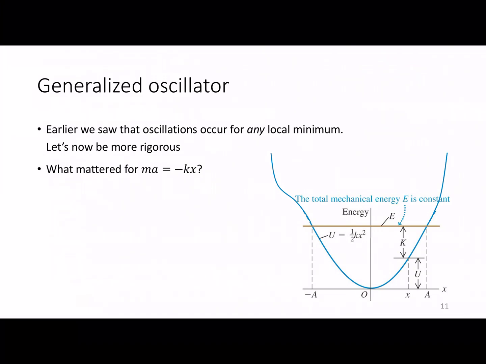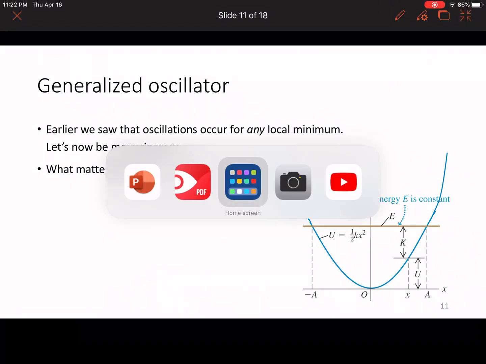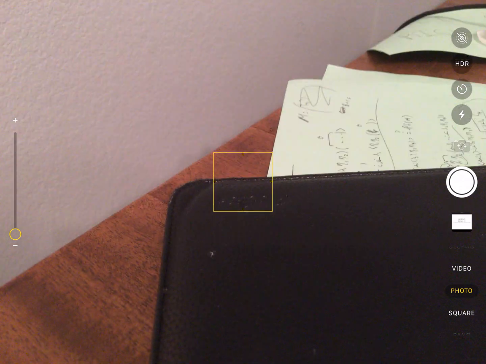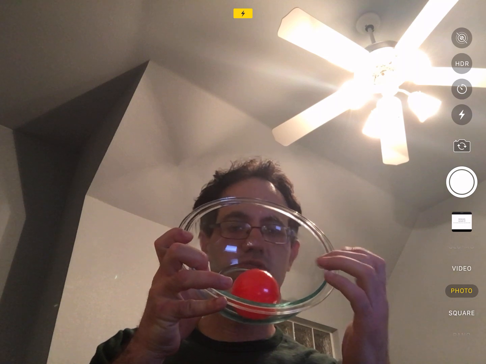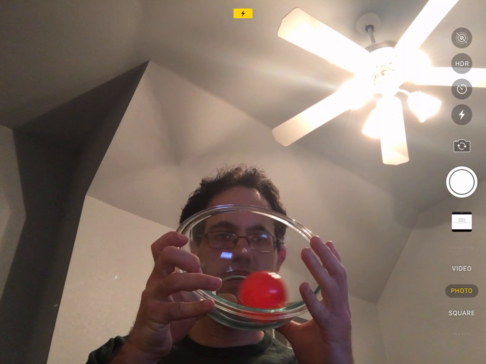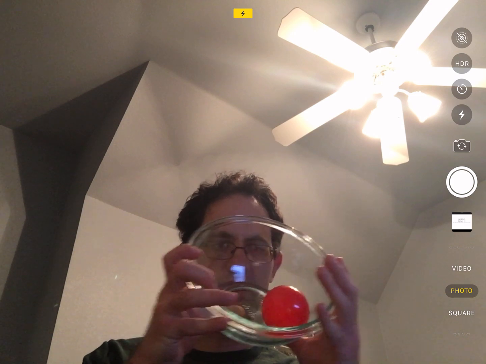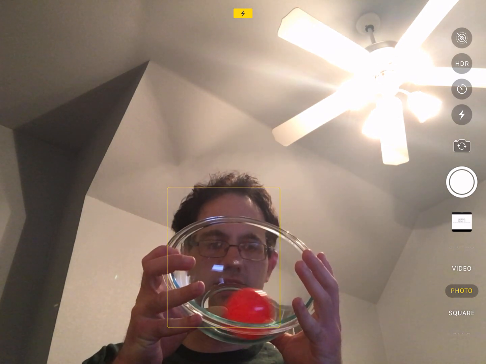So what we argued earlier is that oscillations will occur for any local minimum. We saw that for the physical pendulum, we saw that for the simple pendulum, and actually we saw that for some very unusual things. So you may remember we had this example last time. I have a ball sitting in an arbitrary potential here, so I have my little bowl right here, my circular bowl. It's going to go towards its equilibrium. If I move it a little to the side, it does simple harmonic motion. Move it to the side just a little, it does simple harmonic motion.